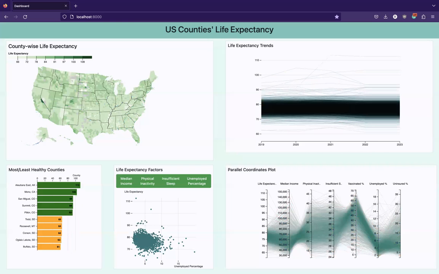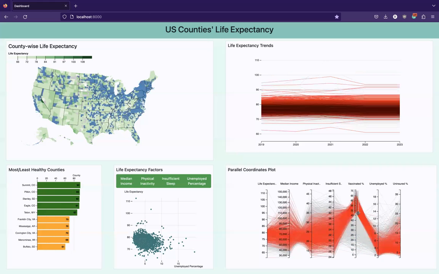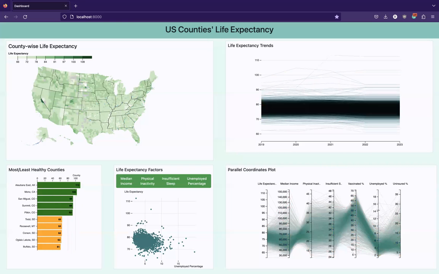Let's check the vaccinated percentage axis. There's an interesting observation here that on the East Coast side, the number of people who are vaccinated is more than on the west side of the country. And this leads to a higher life expectancy also. And over here, the uninsured percentage.